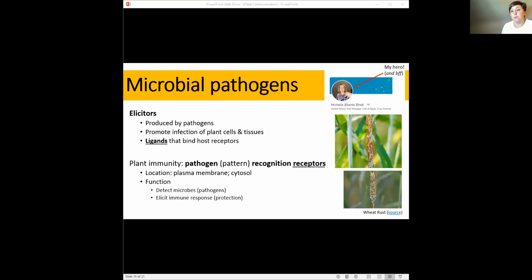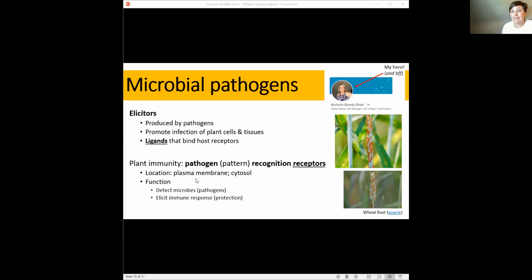First, it's important to note some terms. As mentioned earlier, organisms that cause disease are called pathogens. In order to infect a plant, pathogens must create molecules called elicitors. These are ligands, or molecules that bind to plant receptors and enable the pathogen to establish an infection and cause disease. Plants do actually have specific receptors that detect pathogens, and these are appropriately called pathogen or pattern recognition receptors.